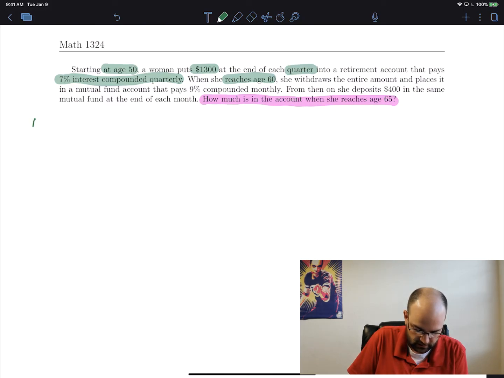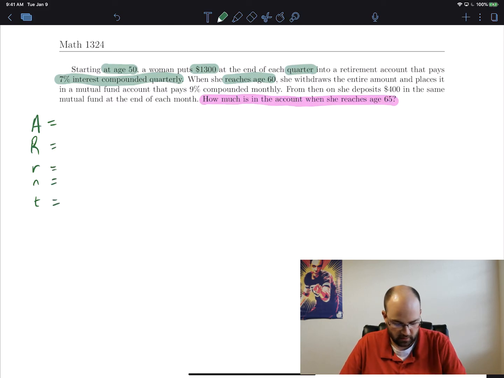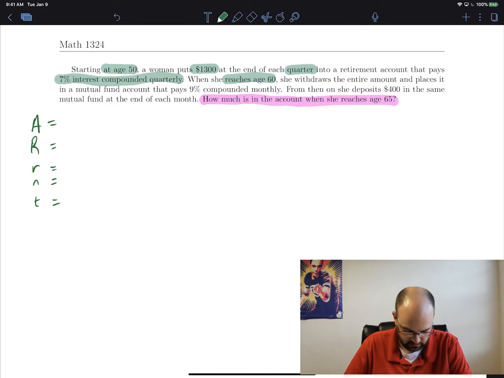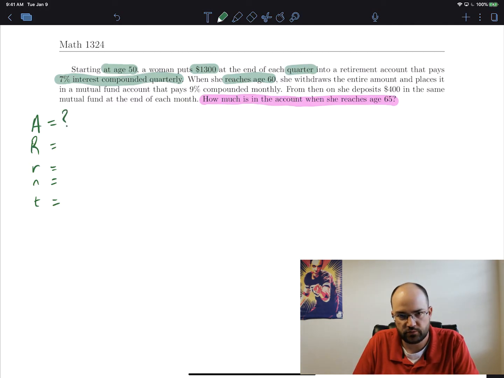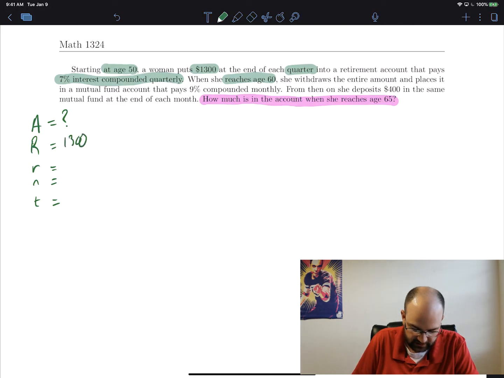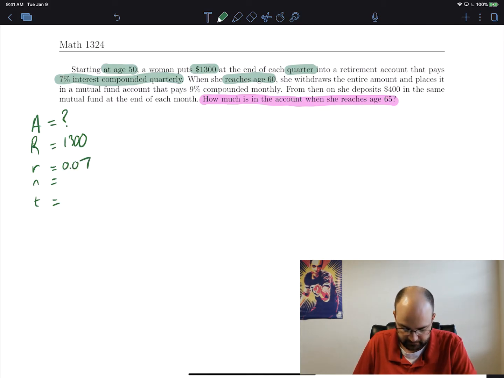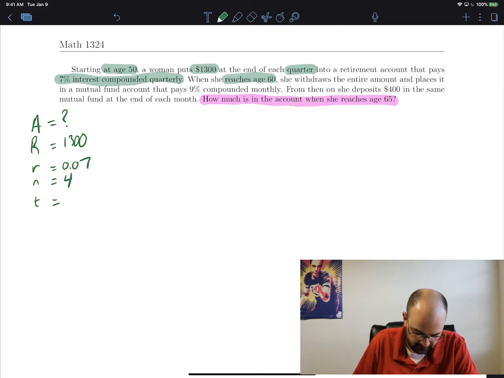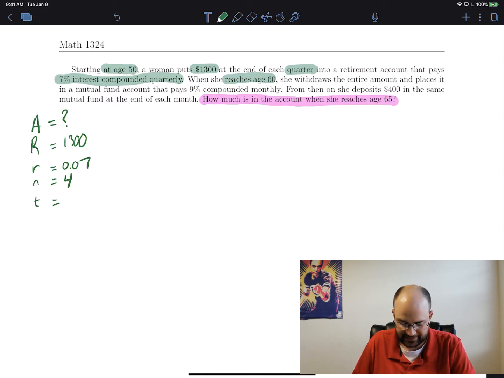Okay, so again, we have A, capital R, little r, and T. We don't know that future value that we're creating here. The capital R is the revenue stream, and she is making $1,300 payments. The interest rate is 7%, but as a decimal it is 0.07. Little n is the compounding events per year, which would be 4 because it's compounded quarterly. And T is the time in years.